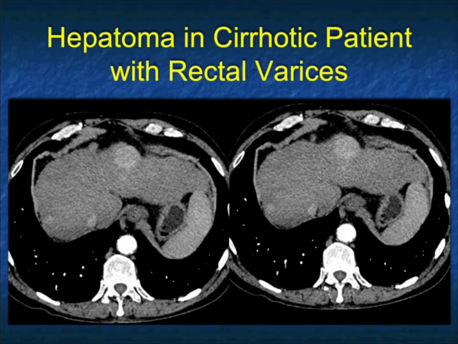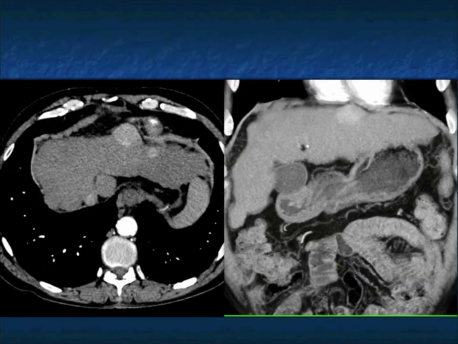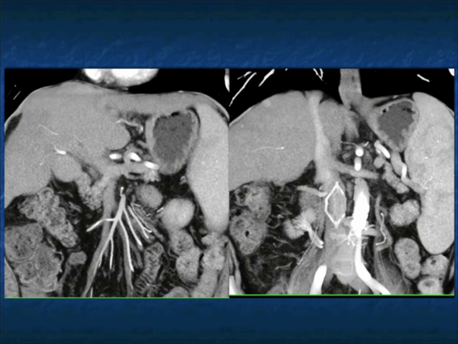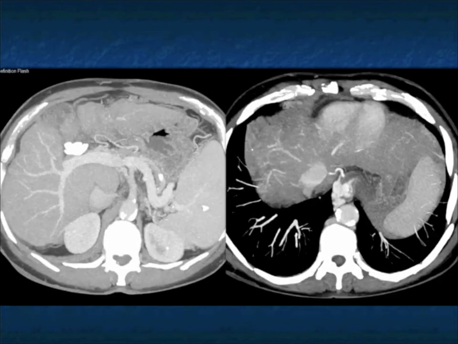The patient has cirrhosis. Actually, the patient presented with GI bleeding, had large rectal varices because of cirrhosis, and we picked up these 2 hepatic masses, which were biopsy-proven hepatoma. Again, important when you're looking at hepatic masses to look, if you see one mass, particularly in a cirrhotic patient, look for additional masses that will impact therapy.